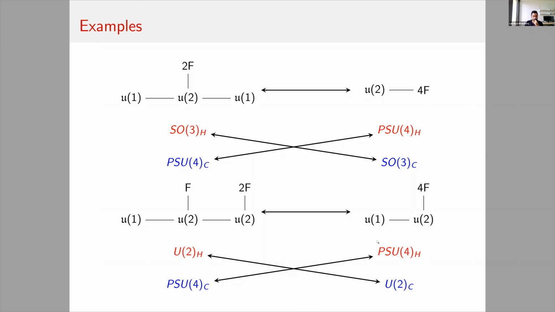You have a PSU4. For the Coulomb group, here the first two nodes are, so all of these three are balanced. There are no unbalanced on the left-hand side. So we have PSU4. On the right-hand side, the U1 is balanced, but U2 is unbalanced. So we are going to obtain operators transforming in the fundamental of this because the unbalanced hits the balanced node, which corresponds to fundamental representation. And it carries an extra charge under the U1 associated to the U2 gauge. So this means that it lifts to actually a fundamental of a U2. So the Coulomb group is U2, and these groups precisely nicely match.